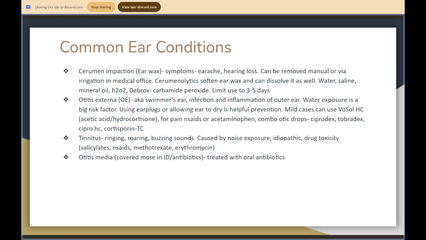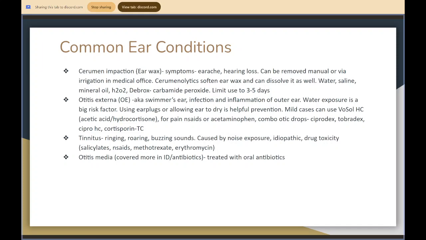And we limit the use to 3 to 5 days. Patient may wake up and see dissolved earwax on their pillow, and so that's that. Also, water, saline, mineral oil, hydrogen peroxide can be used. They're mentioned. I am not a fan of those methods.